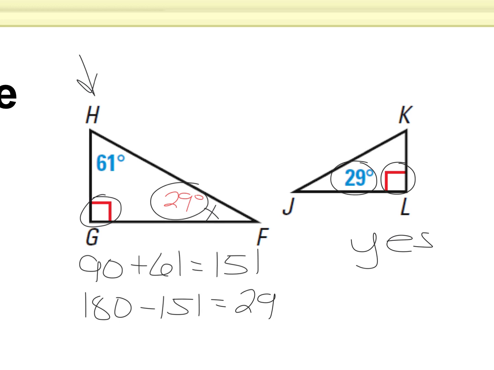So we're not even really doing proportions for those ones then. Nope, no proportions with these. Okay. Any questions on that example right there?